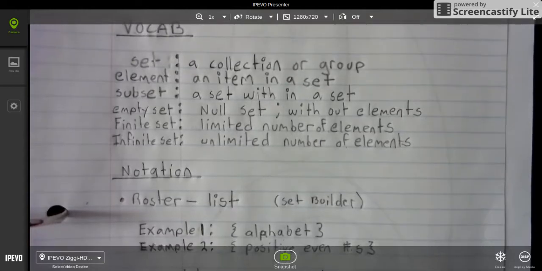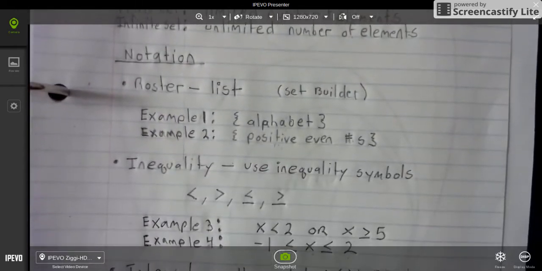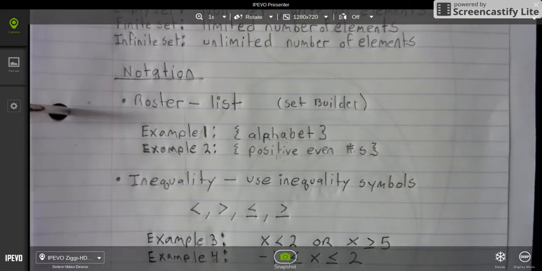Okay, so let's look at the notation. First off, let's look at roster. Roster is a list. It can also be said as set builder notation. Now there's two examples here. Example 1 would be the alphabet. That's a list, the list of letters. Example 2 is a list of positive even numbers. Okay, so that's roster notation.